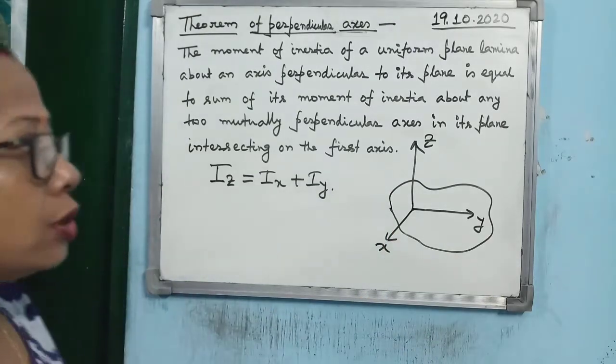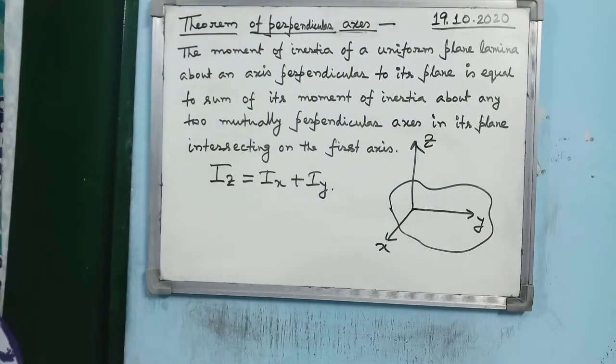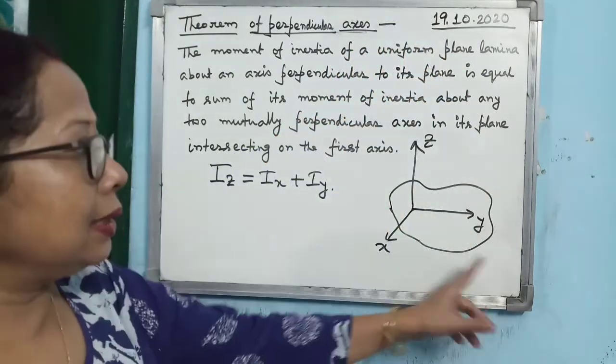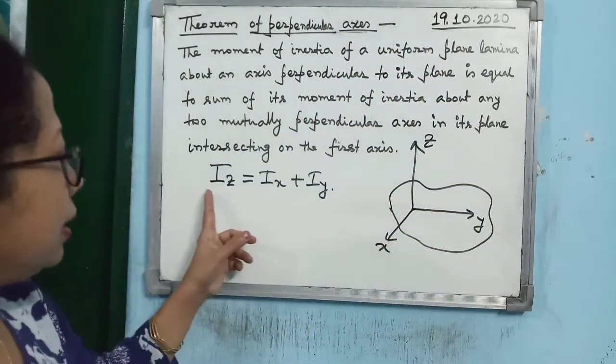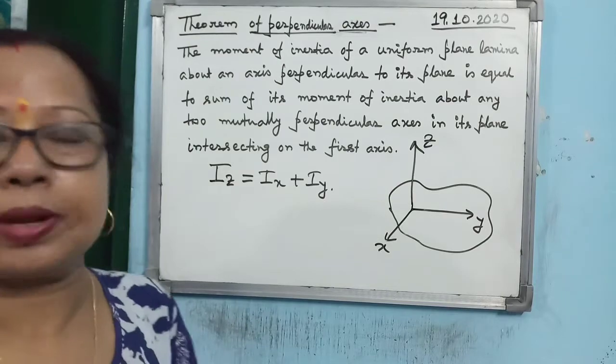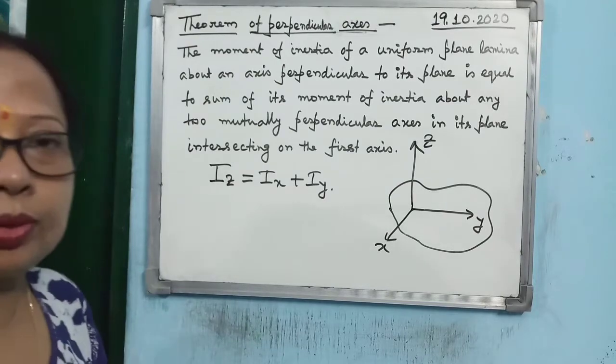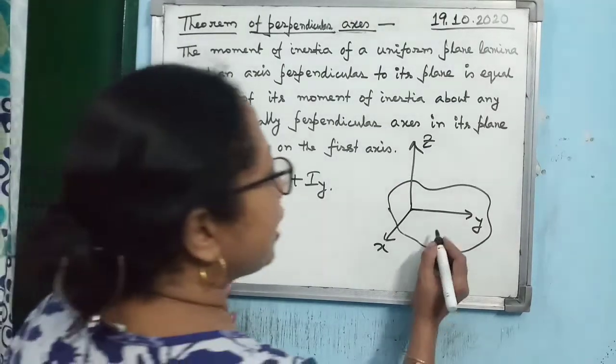Is that clear? So again I am saying that those who are unable to write down the statement, learn the diagram and write down the equivalent mathematical expression. Then at least you will get marks. Now how can you prove this?